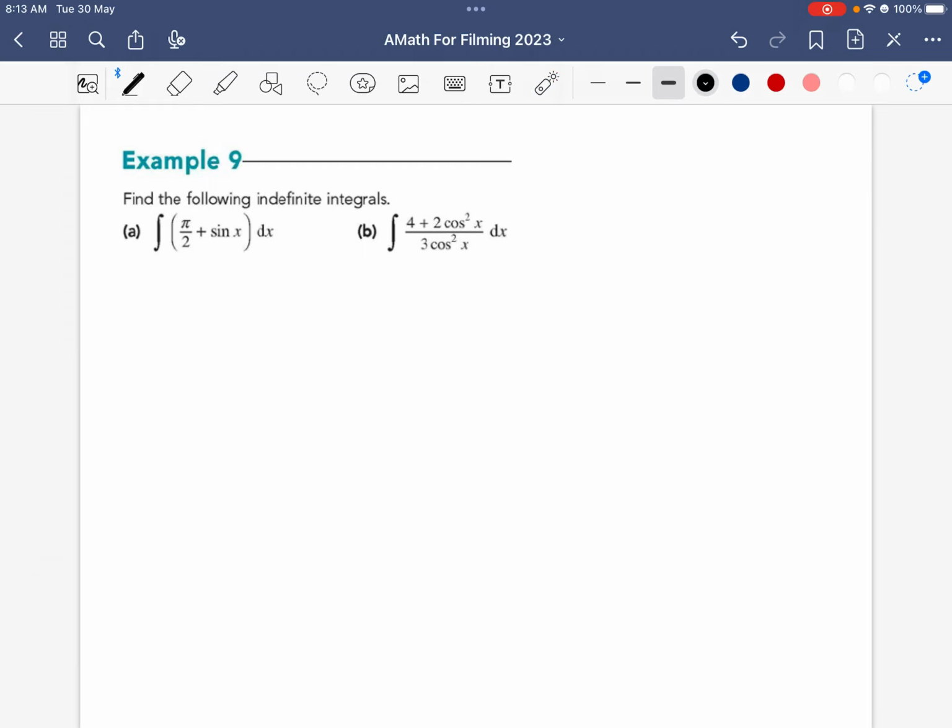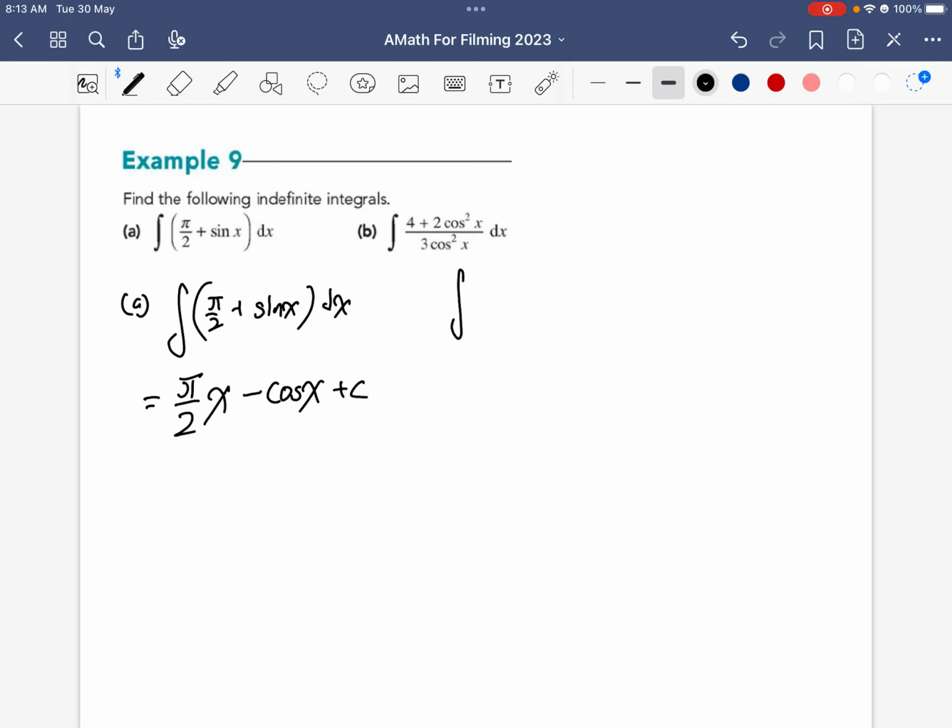Now let's move on to a couple of examples. We are doing part A now. You're integrating pi over 2 plus sine x with respect to x. Pi over 2 itself is a constant, so when you integrate, you get pi over 2 x. Sine x, you remember, is something special. It will give you negative cosine x. Don't forget your integration constant plus c. And you are done.